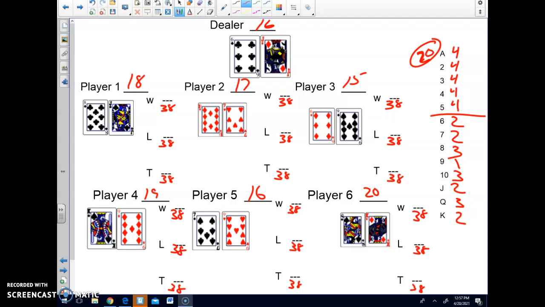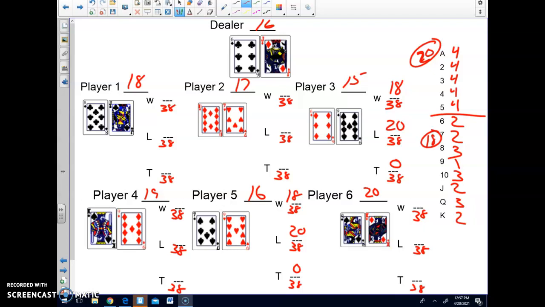2 and 2 is 4, 4 and 3 is 7, and 1 is 8, 8 and 3 is 11, 11 and 2 is 13, 13 and 3 is 16, and 16 and 2 is 18. So that's how many cards cause the dealer to bust. So if I'm under 17, 18 wins, 20 losses, 0 ties. 18 wins, 20 losses, 0 ties.